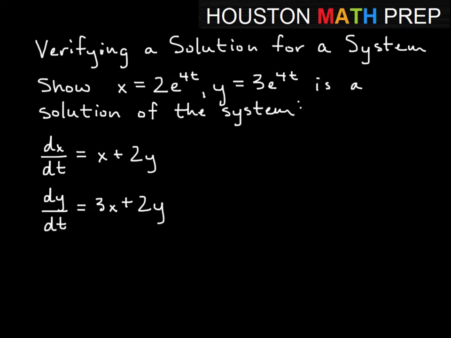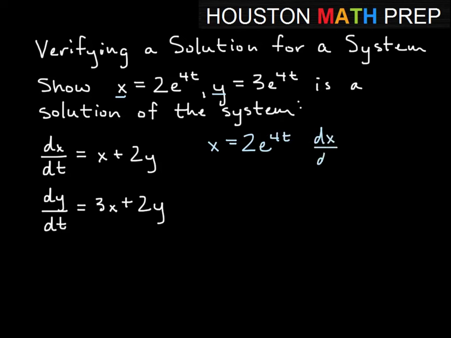Let's say we're just starting out, and we want to verify that something is a solution for a system. So here I've got, we're going to show that x equals 2e to the 4t and y equals 3e to the 4t is a solution to the system that we have here. So really what we need to do is, if x is 2e to the 4t, then what is dx dt?